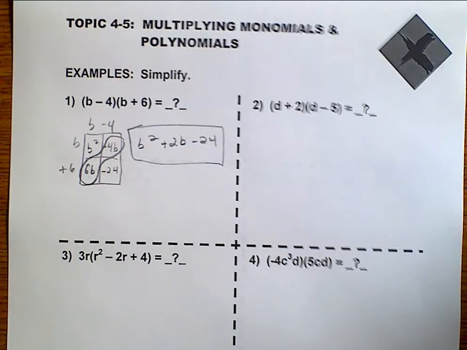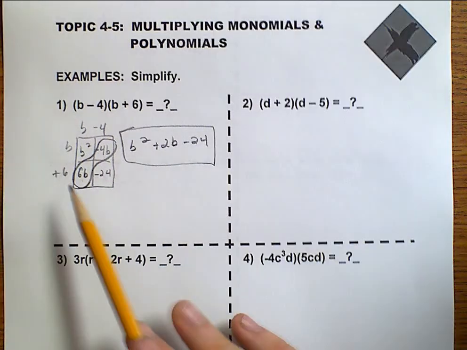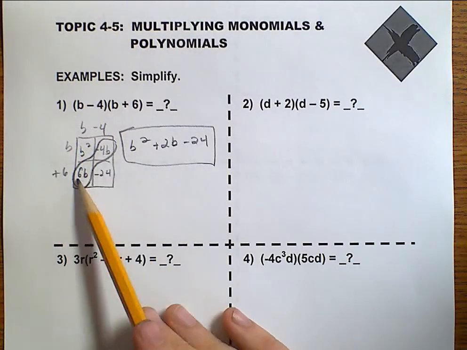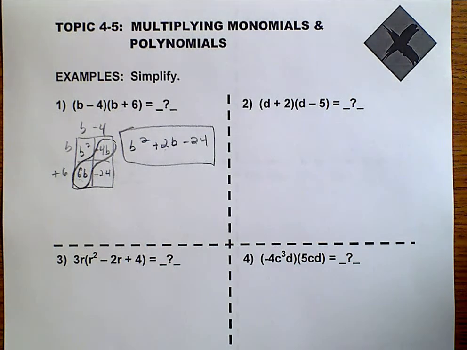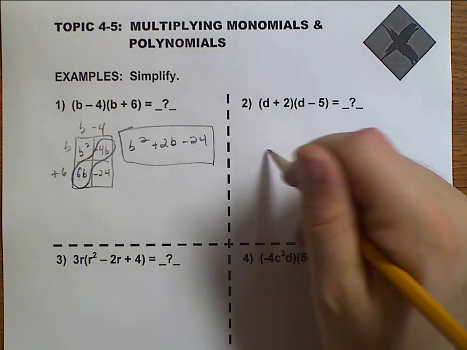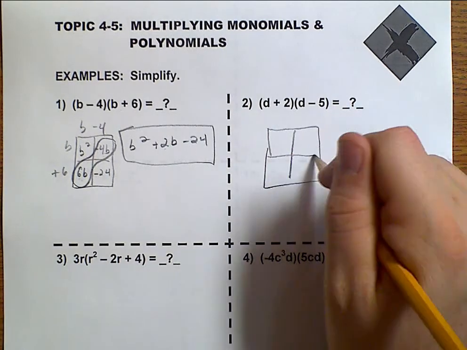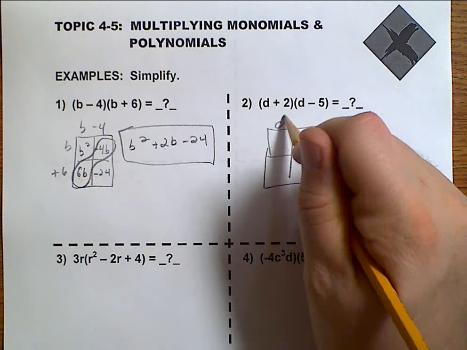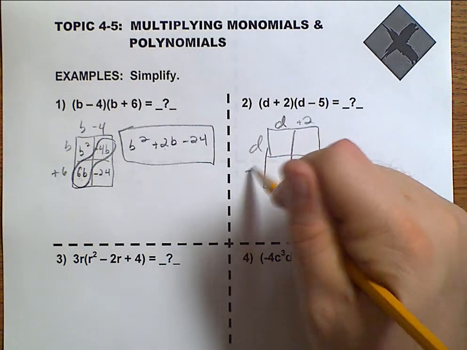Now if you notice, I didn't write them all out like I was doing the last lesson. I went ahead and combined here in the box. 6 minus 4 gave me 2. Let's do this again for number 2. Make my box just a little bit bigger so it's easier to read. D plus 2, D minus 5.